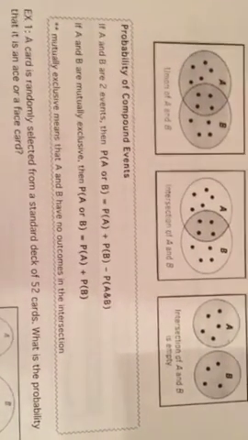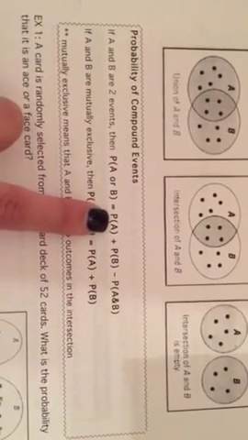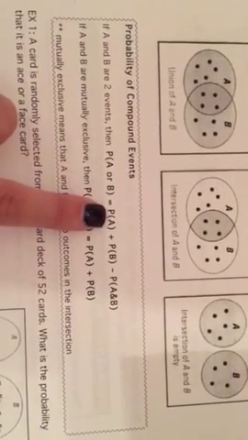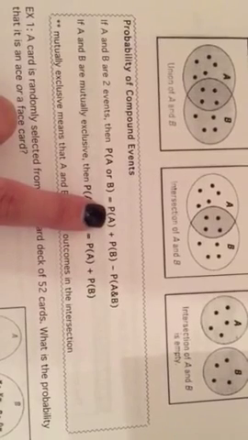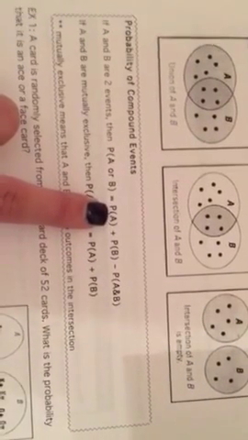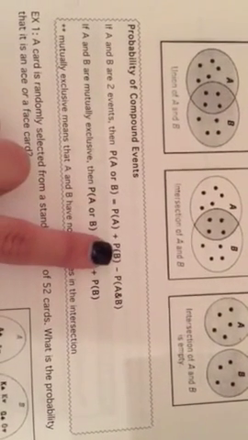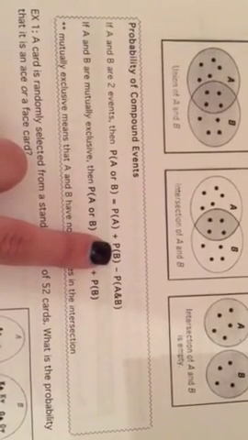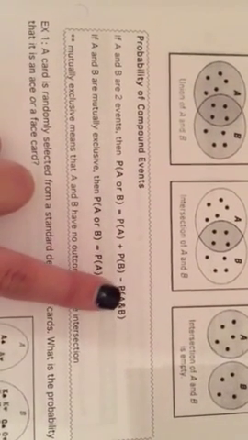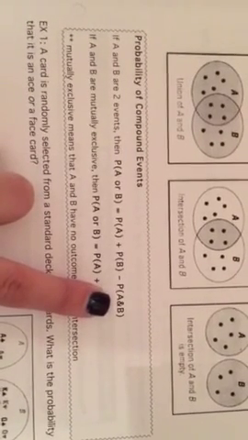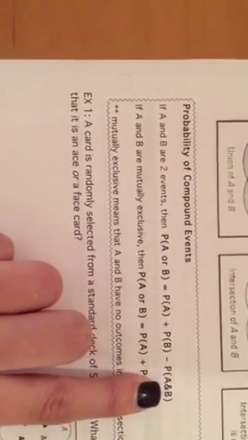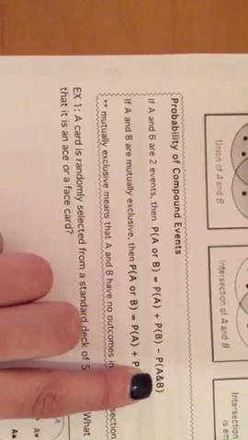If I go back to my cards example, if I want to know the odds of drawing a red or a king card, I would take the probability of drawing a red card, which would be 26 out of 52. I would add the probability of drawing a king, 4 out of 52. And I would subtract the red kings, which are 2 cards. There are 2 red kings, they're right here. So I would subtract 2 divided by 52.